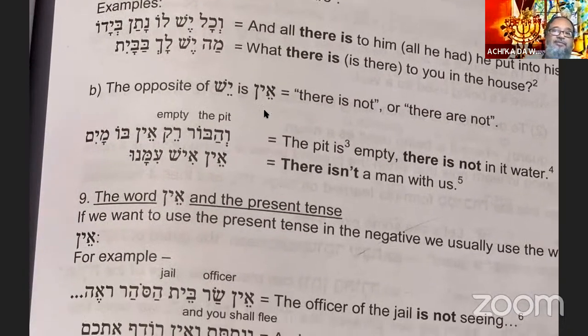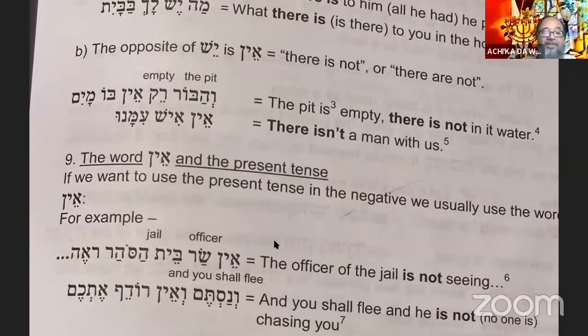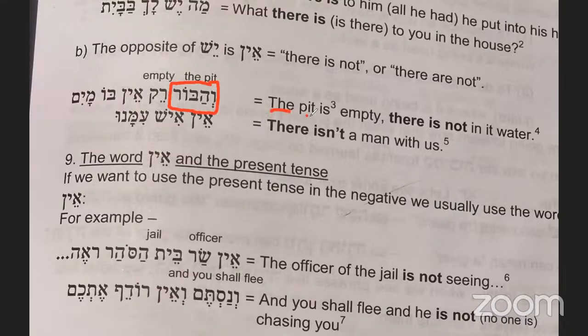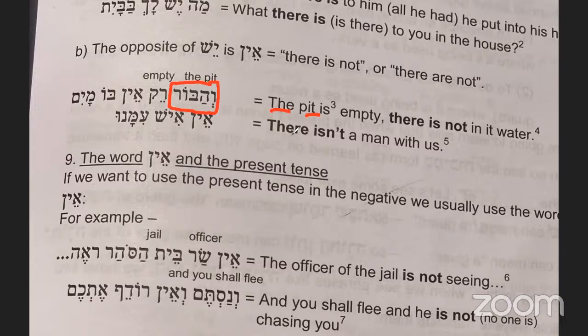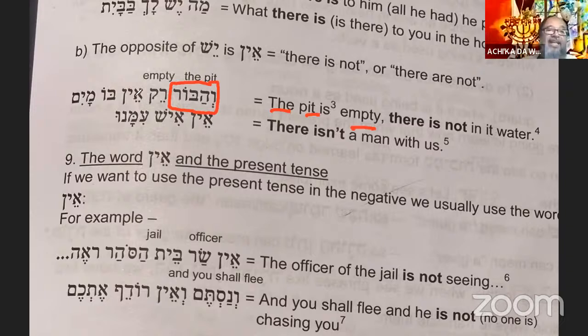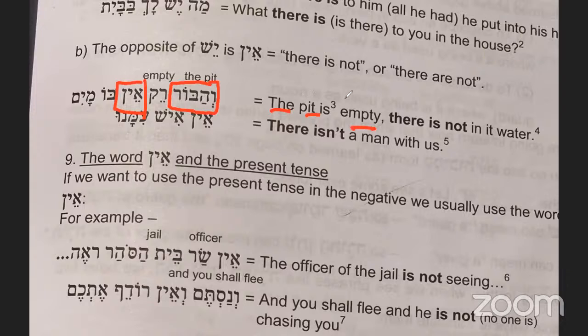Sentence. I'm going to ask you what word something is. I'm going to say the word, and I want you to tell me. Well, it already tells you what it is. Habor. In the sentence, what do you think this represents? Ha-bor. The pit. Thank you. Okay. Rake. Empty. Ain. There is not.